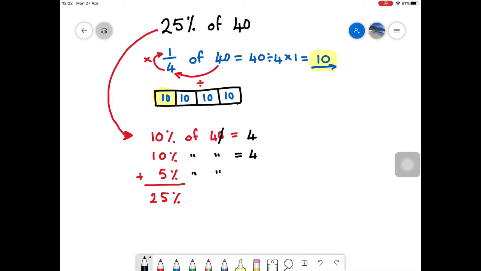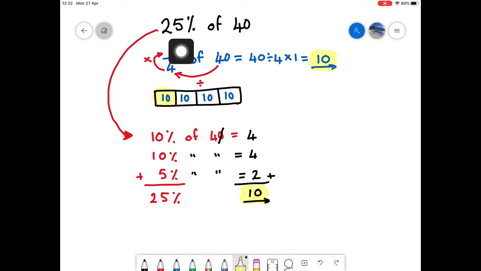And then 5% is simply half of my 10%. So half of my 10%, which was 4, will then be 2. And when I add these 3 up, what a surprise, I get the same answer, 10.